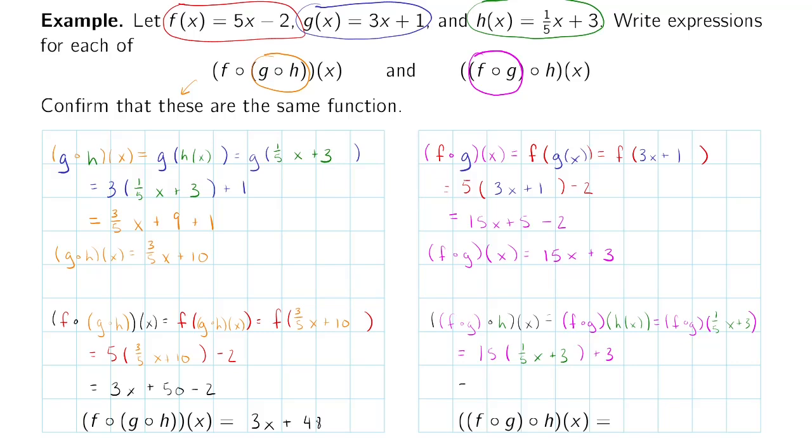Simplifying, we'll distribute the 15. 15 times a fifth, we have 3x plus 15 times 3 is 45. And then we've got plus 3. And so f composed with g, then composed with h, is 3x plus 48, which is the same function that we got in the other direction. Now, this is a little bit tricky because while this operation is associative, we have to still be careful of the order in which the functions appear.